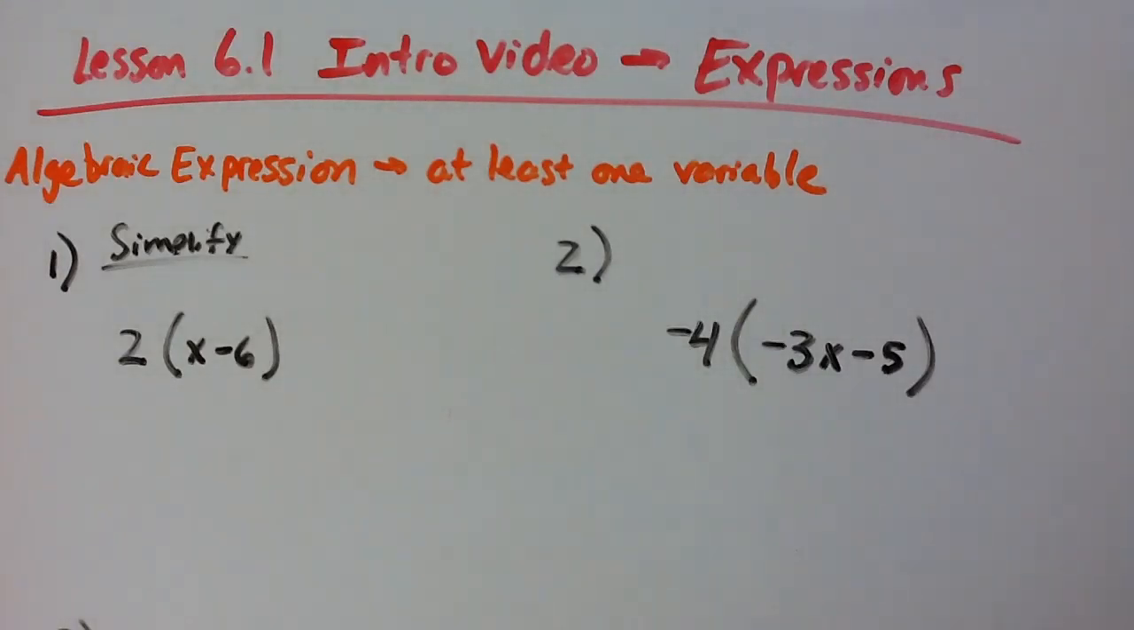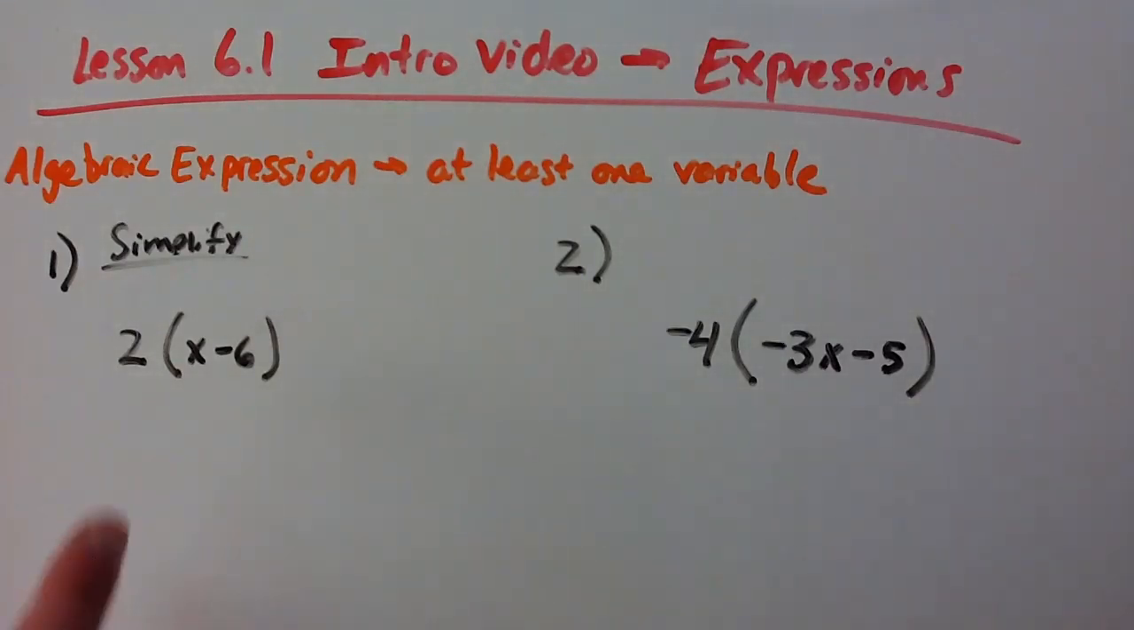Alright, this is lesson 6.1, the introduction video to expressions. First off, an algebraic expression is an expression that contains at least one variable. A variable, of course, is a letter to represent an unknown number. And so here in these first couple examples, we're going to look at simplifying an expression. We want the expression to be in simplest form.